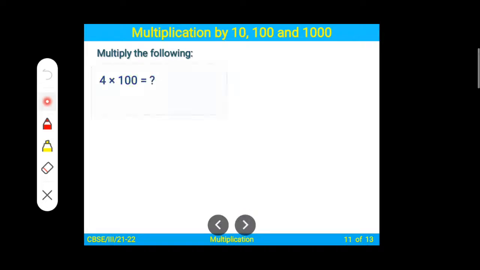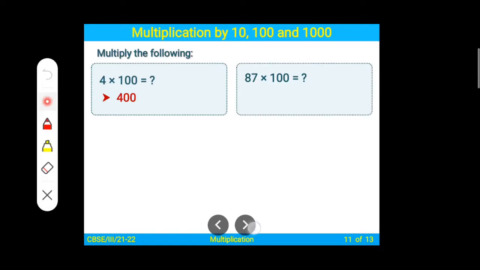Second, for example, firstly we took the example for 10. Now we are taking the example for 100. 4 multiplied by 100, 4 hundreds are 400. Now 87 multiplied by 100 is 8700. So you can see that whenever we multiply a number by 100, two zeros are added after the number.